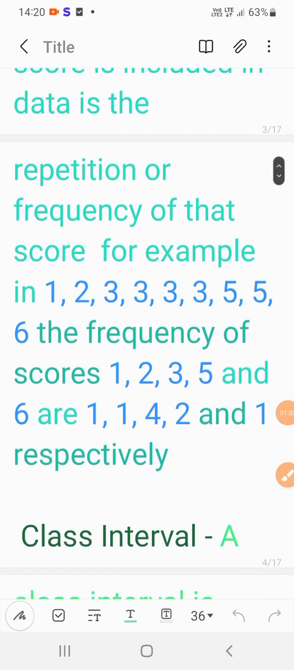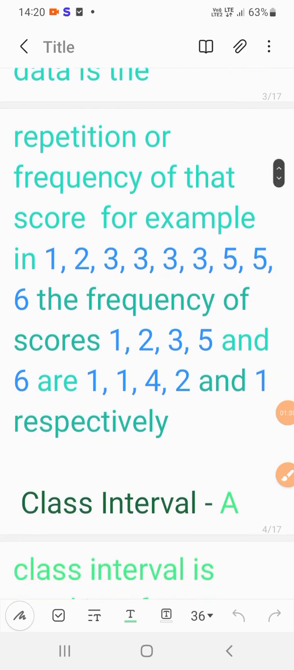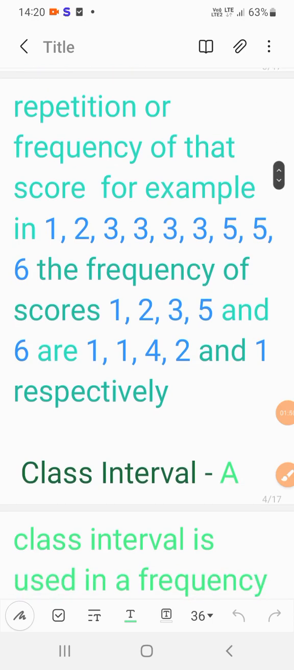So the frequency of scores 1, 2, 3, 5 and 6 are as follows. Since 1 is present one time over here, the frequency of 1 would be 1. 2 is also present one time, so the frequency of 2 would be 1. Since 3 is present 4 times, the frequency of 3 would be 4. And 5 is present 2 times, so the frequency of 5 would be 2. And 6 is present one time, so the frequency of 6 would be 1.